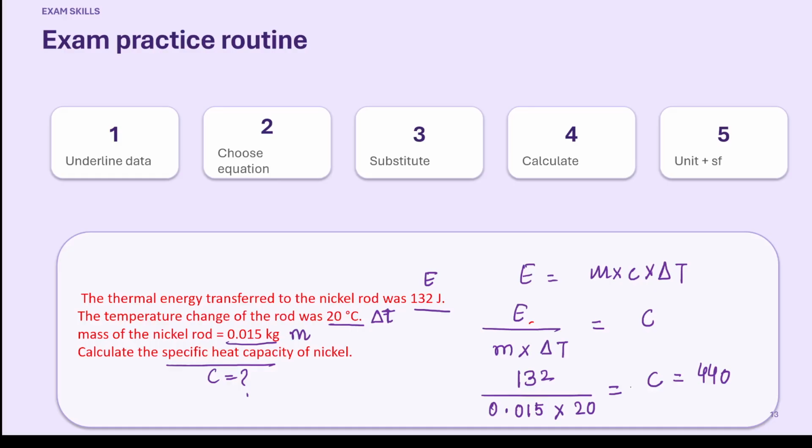The unit for specific heat capacity is 440 joules. See, 132 was in joules, so joules divided by kg, because 0.015 was in kg, and 20 was in degrees Celsius. That's it. Although you might not need to do this, most of the time your exam questions would have the unit written, but there's no harm in understanding the method.